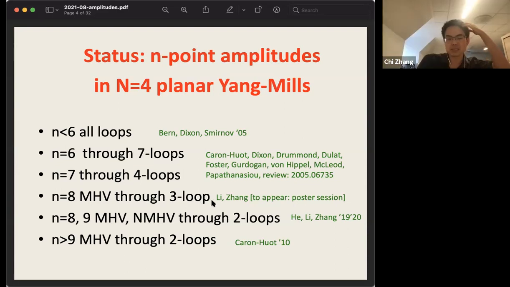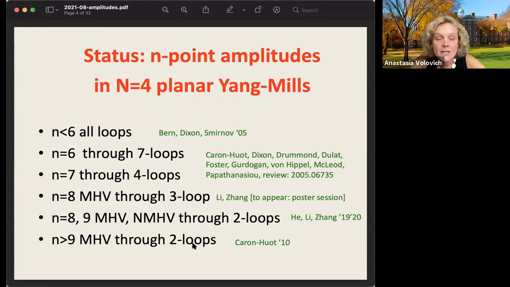I mean, the last two points you said n equals 8 and 9 MHV two loops. Actually, these are not computed by us, but by Simon. Yes, Simone computed MHV all two loops, of course. I think I was at the same Santa Barbara workshop when he posted his paper. Okay, thank you. So yes.